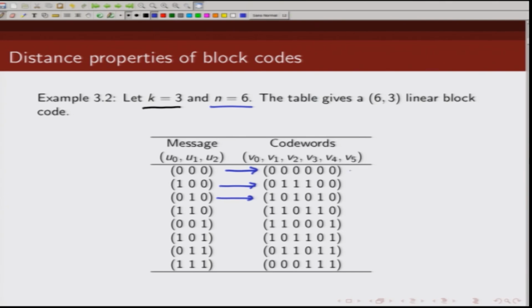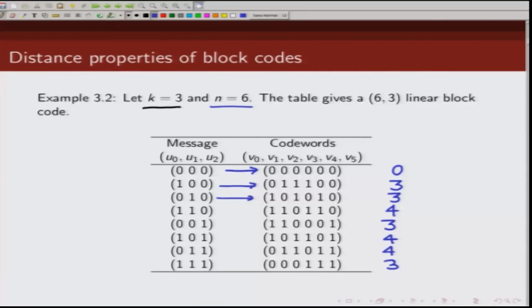Now, let us look at what is the weight distribution of these code words. This code word is the all 0 code word, so the Hamming weight for this is 0. What about this? This code word has 3 ones, so the Hamming weight is 3. This code word has 3 ones, so its Hamming weight is 3. This code word has 4 ones, so the Hamming weight is 4. This code word has 3 ones, so Hamming weight is 3. This one similarly has Hamming weight 4, this one Hamming weight 4, and this one has Hamming weight 3.